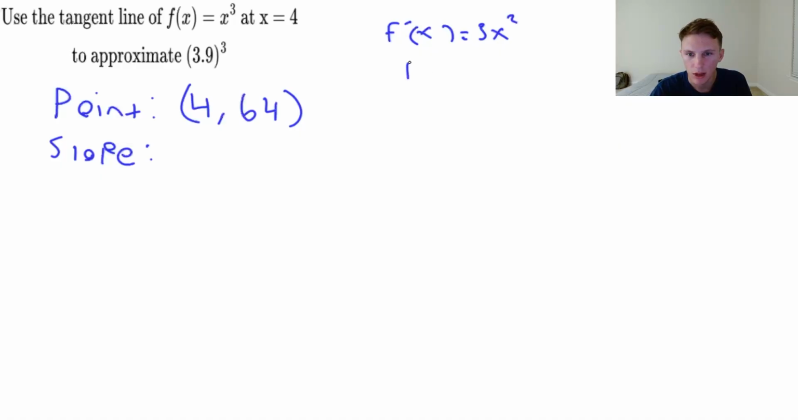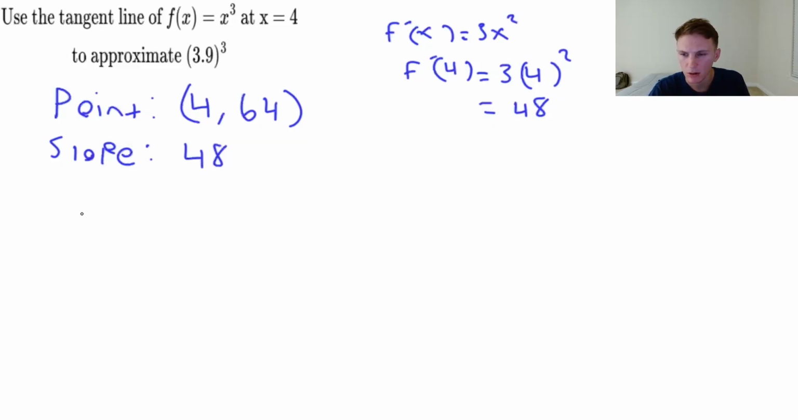And then f prime of 4 is going to equal 3 times 4 squared. So that is going to equal 3 times 16. It's going to be 48. So great. We have a slope and we have a point. So now we can do point slope form. We'll write it out: y minus 64 equals 48 times x minus 4. And then we're pretty much done.